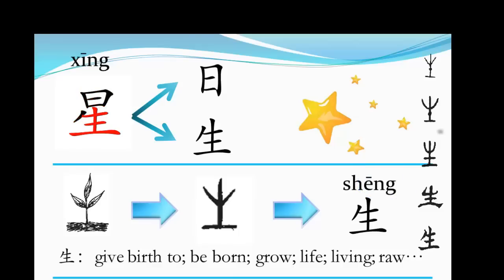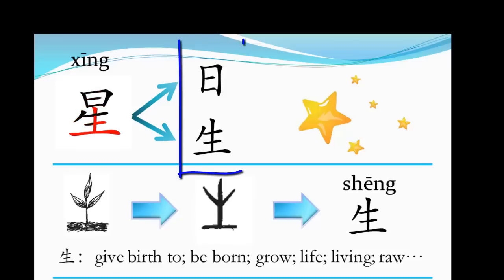So shi, sheng, sheng. It is first tone, so it reads sheng. Now let's go back to xīng. It contains both ri and sheng. You may be wondering if Asian people think the stars were born to the sun.